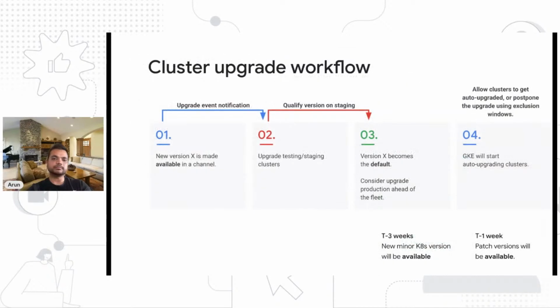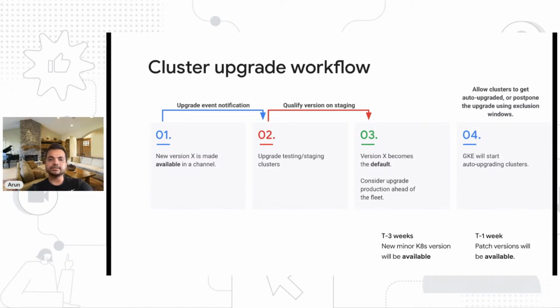So this is how the workflow looks. When any new version is available in any channel, you get the upgrade event notification. You should start upgrading your testing and staging clusters. After the version becomes default, try to upgrade the staging area first. And as you know, as soon as a version becomes default, GKE starts upgrading your clusters if they are enrolled in a release channel.